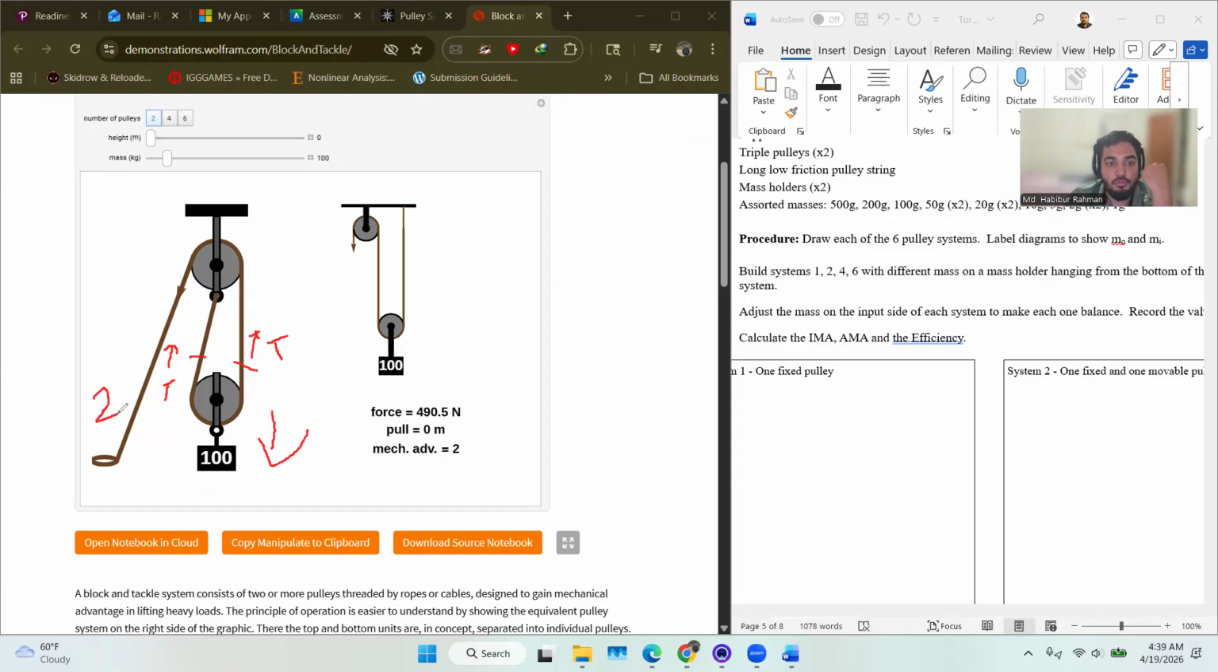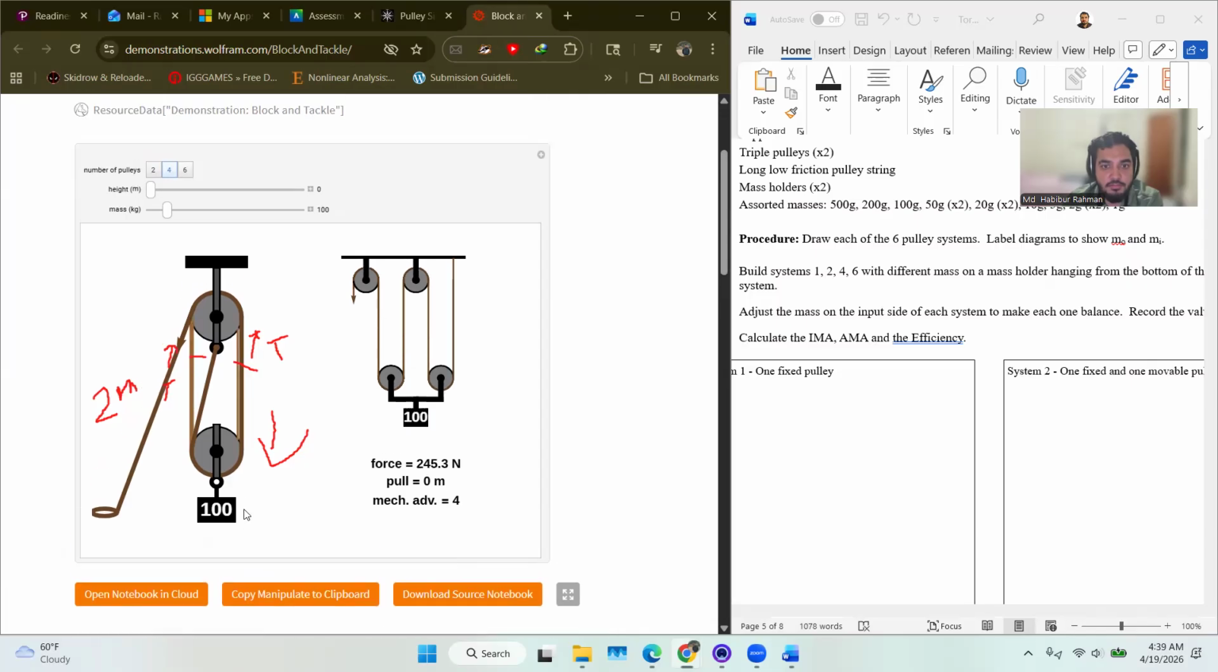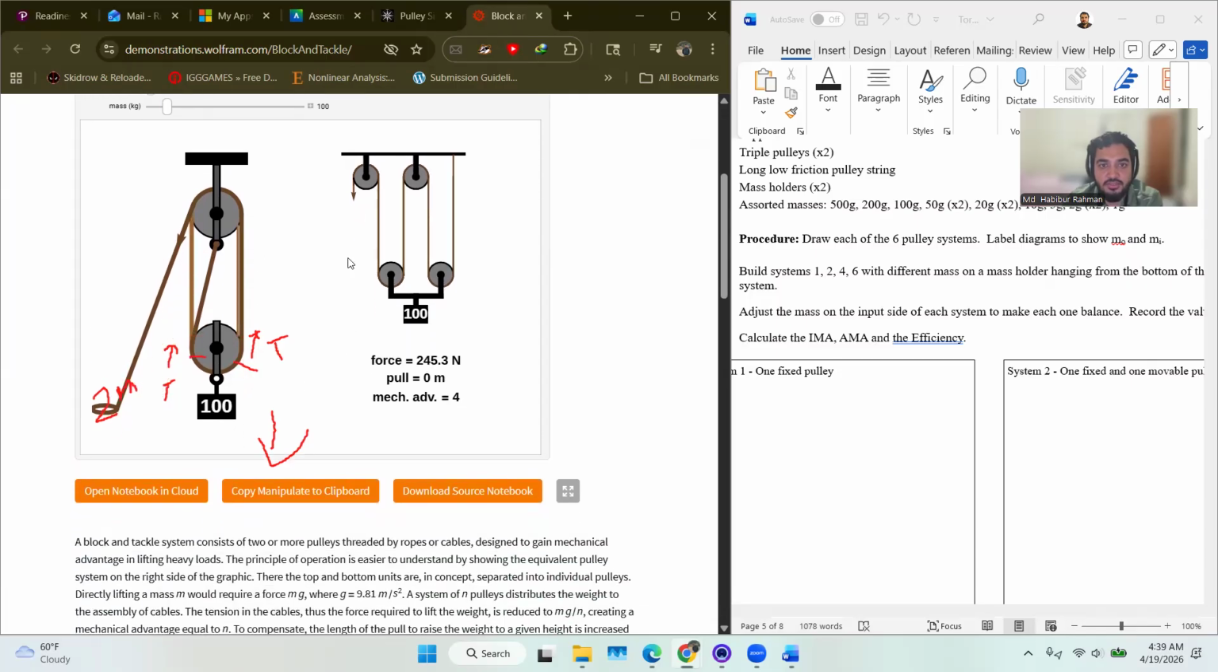To lift 1 meter, you have to grab the rope and pull the rope 2 meters, because each rope actually needs to be pulled 1 meter. If there are four of them, there are four pulleys. Here you'll see the four pulleys like that.